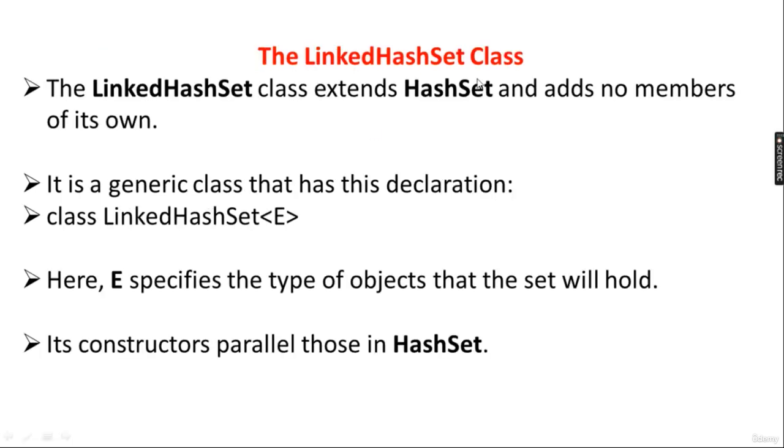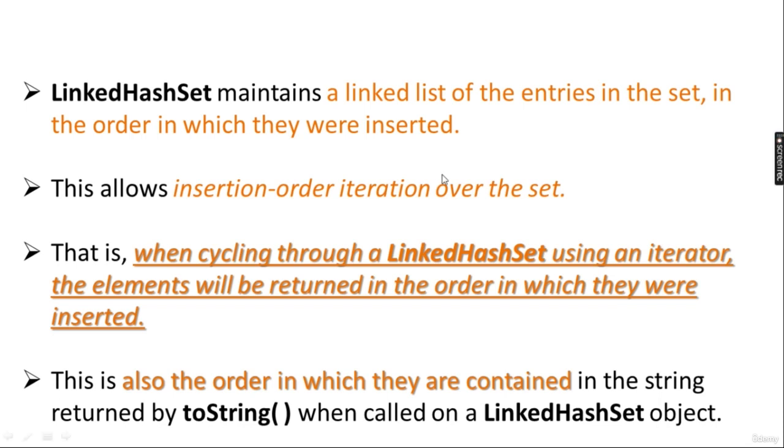Okay, so after ArrayList, LinkedList, and HashSet, we are going to see the LinkedHashSet class. The LinkedHashSet class extends HashSet and adds no members of its own. So what class is it using? It is using the HashSet class. It is a generic class declared as class LinkedHashSet<E>, where E specifies the type of object the linked hash set will hold. Constructors parallel those in HashSet, because it is extending HashSet.